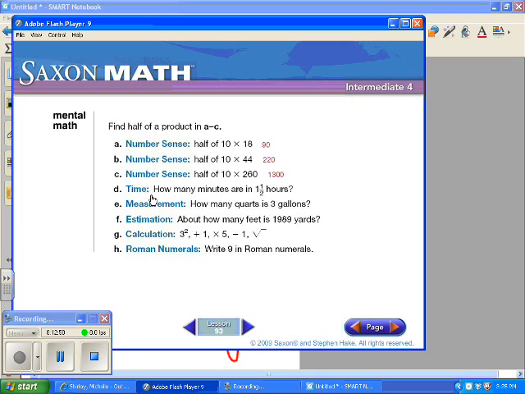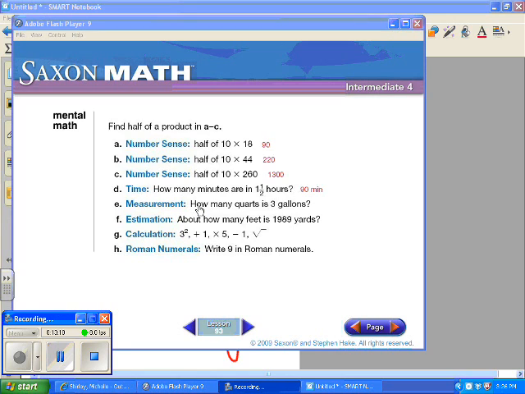1,300. How many minutes are in 1 1/2 hours? Well, 1 hour, that would be 60 minutes. And how many minutes is half an hour? Well, that's 30. So add those two together, and you've got 90 minutes.